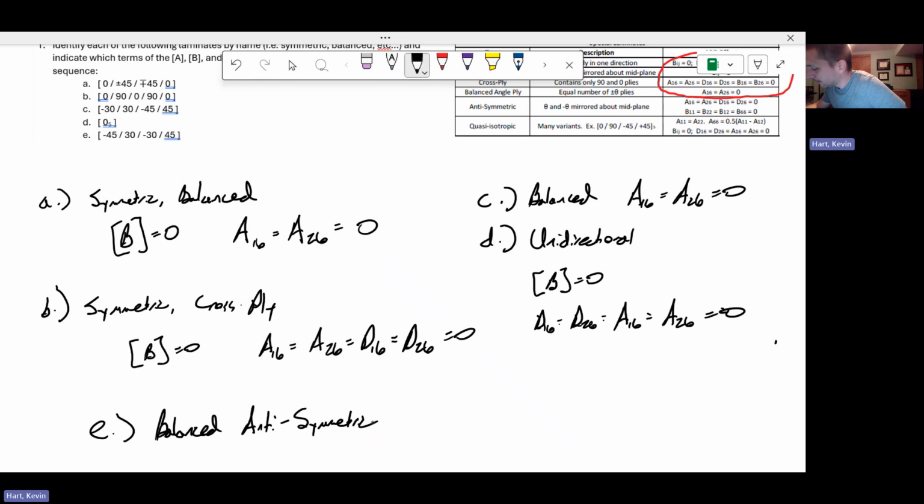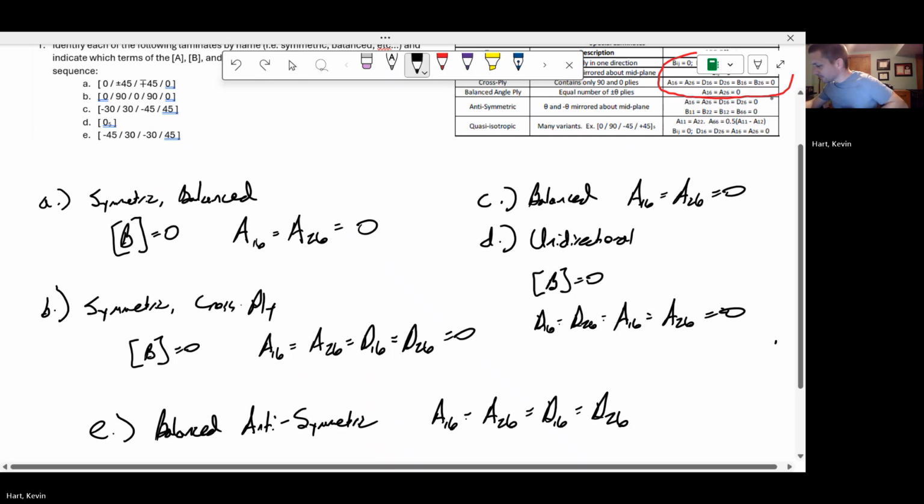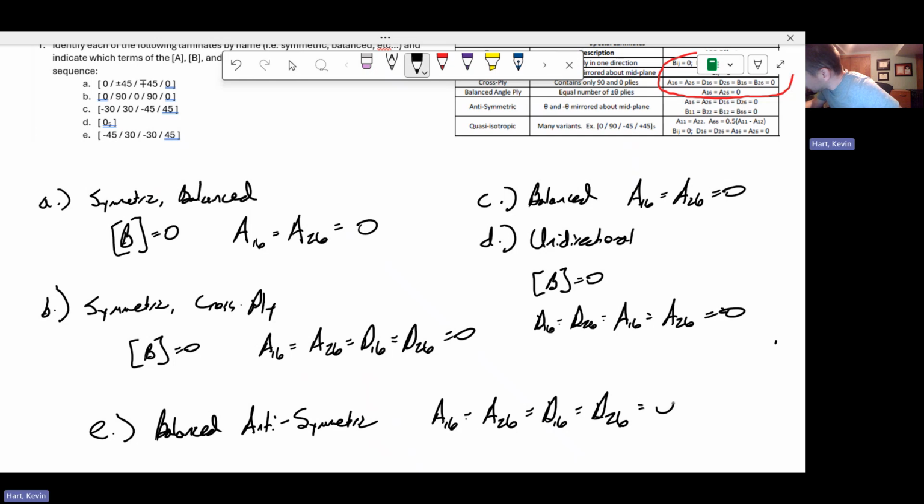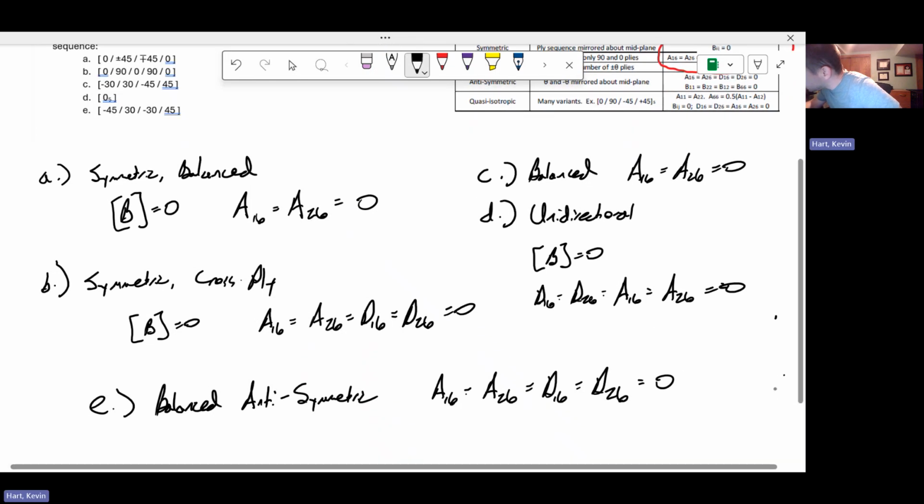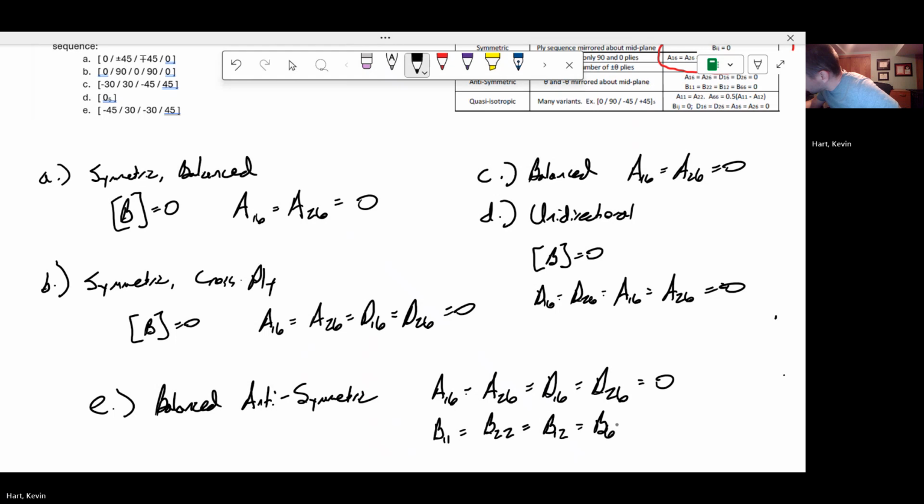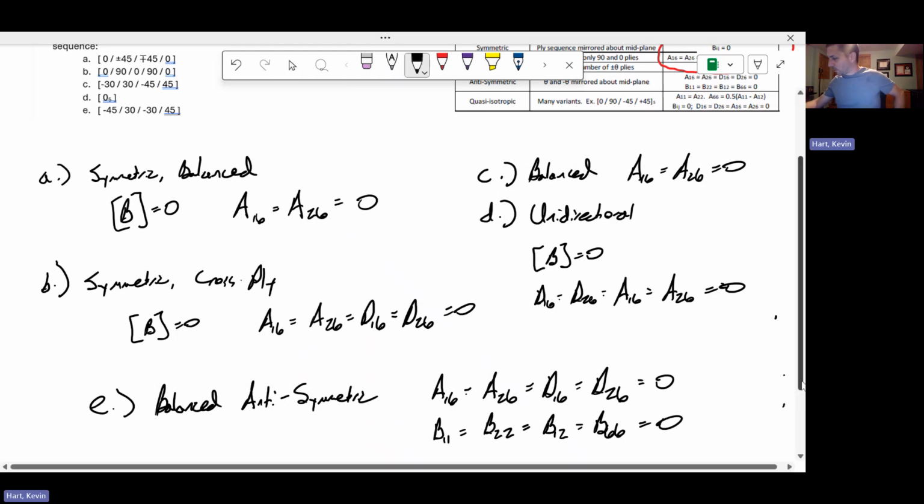And what this is going to be is A16, A26, D16, D26. So that's this line right here, and then the line below it. This is all 0. B11, B22 equals B12 equals B66 equals 0. Basically, anything that's not B16 or B26 is going to be 0. All right, so that's number 1 for you.